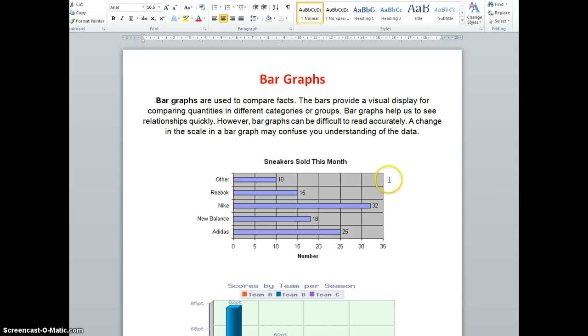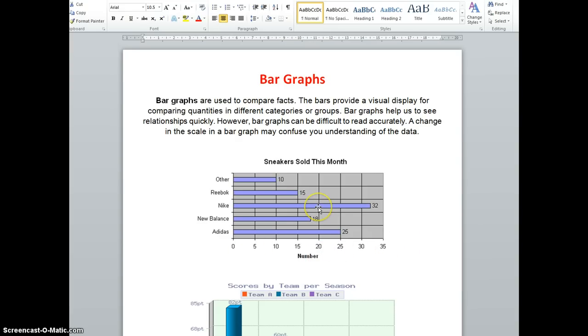So let's take a look at this bar graph here. This bar graph is about sneakers sold this month. And maybe this data was taken from a little sports shop, maybe in Mongkok. So let's take a look at it. The first thing that you can see is that there's a clear title here, and there's labels down the side. These are types of sneakers, and at the bottom, number, how many pairs of sneakers.